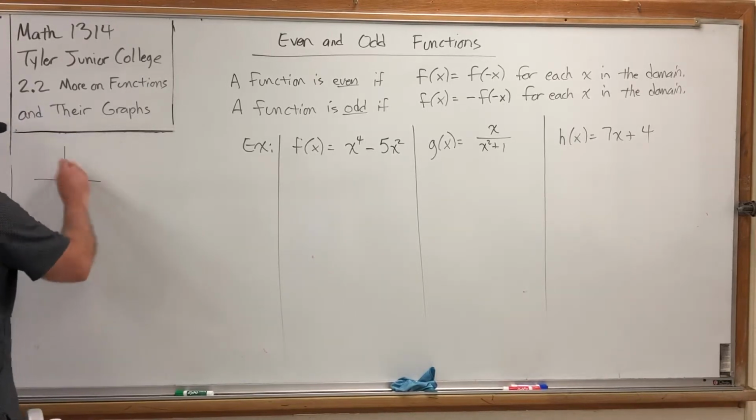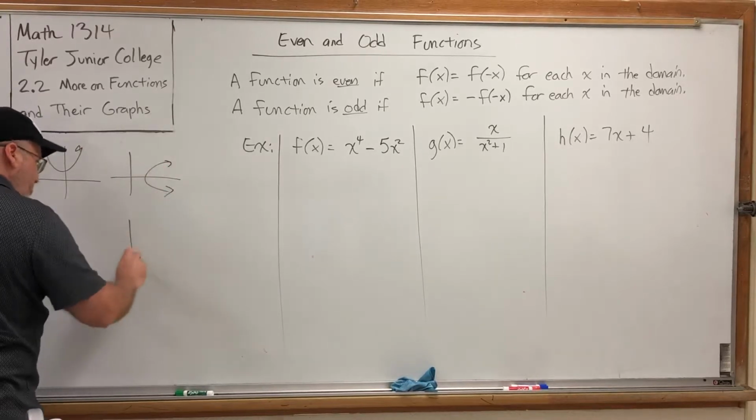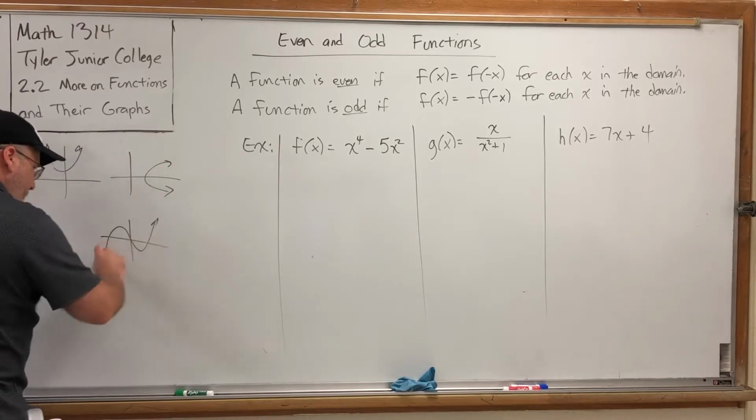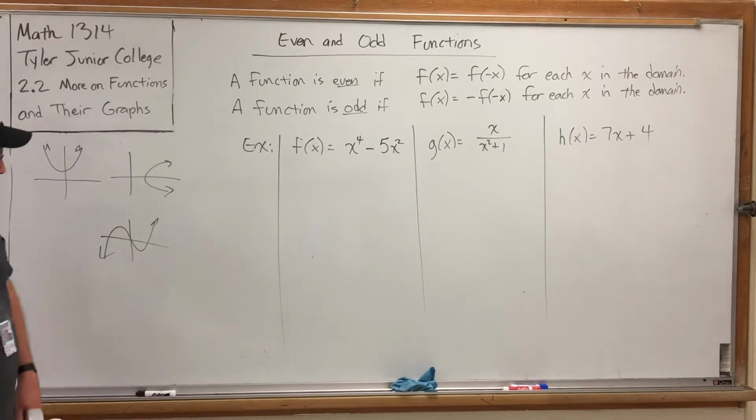Of the three types of symmetry, y-axis, x-axis, and origin, one of them is almost always never a function, because one of them almost always fails the vertical line test.